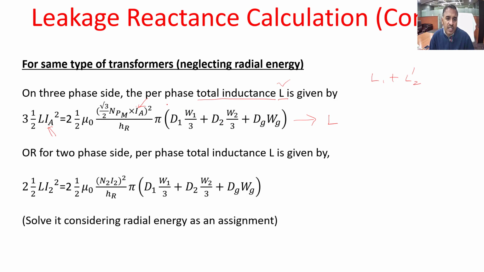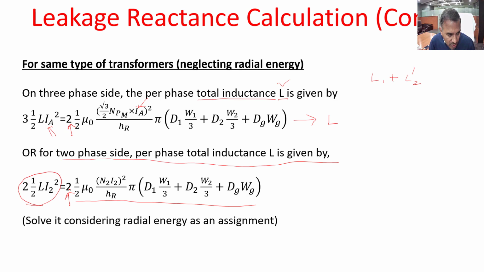Then simplifying this, you will get the value of L, that is, the per phase total inductance referred to the three-phase side. And if you want it for the two-phase side, the per phase total leakage inductance L is given by 2 times Li2 square. See, the total energy in the transformer is also doubled in this equation. Please go back and see here also, 2 times. It means there are 2 transformers, right? Main and teaser transformer.